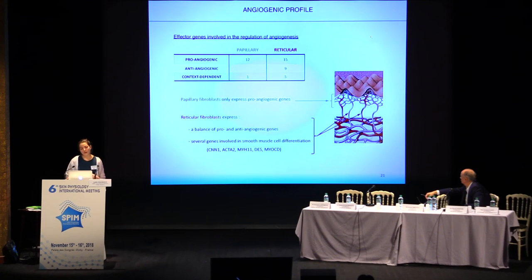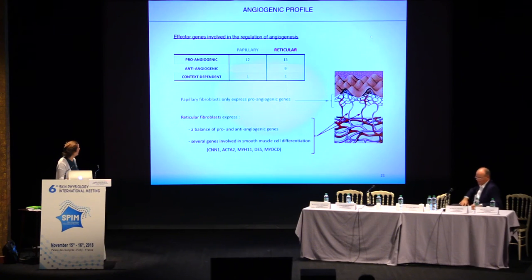And to this day, I found almost only pro-angiogenic effector genes expressed in the papillary fibroblast, while I observed a more subtle balance between anti-angiogenic genes and context-dependent genes. So these differences could partially explain the difference that I observed in the angiogenesis model in vitro.